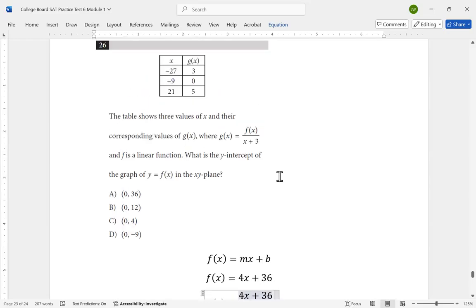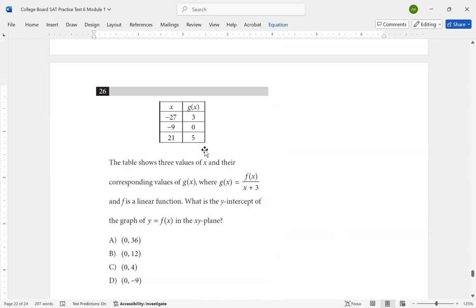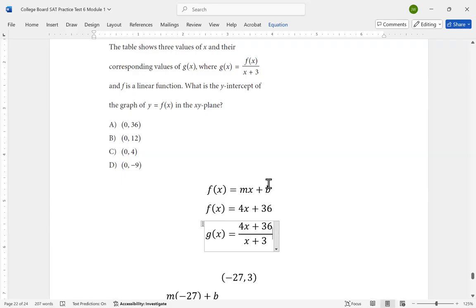And see that, in fact, you do get a 5. I misspoke there. I said 4 times 21 plus 36. That gives you 120. Divided by 21 plus 3, that's 24. So when you plug in an x of 21, you'd end up with a y of 5, or g of x of 5. So that confirms that we got the right g of x, which means we got the right f of x.